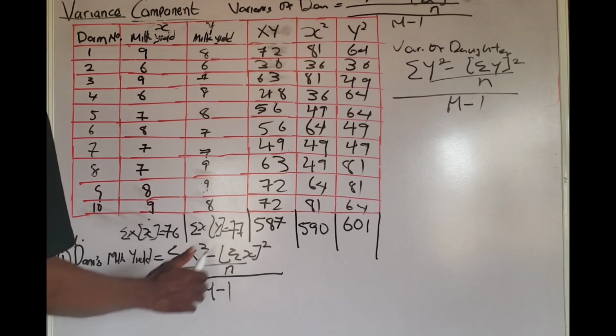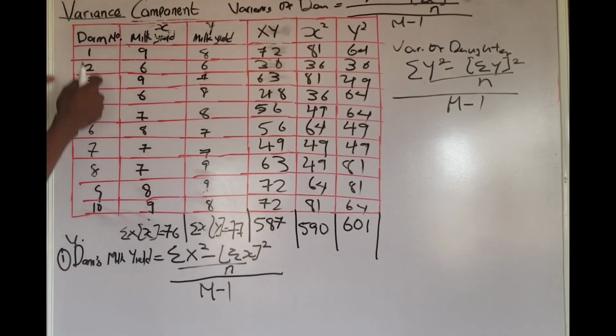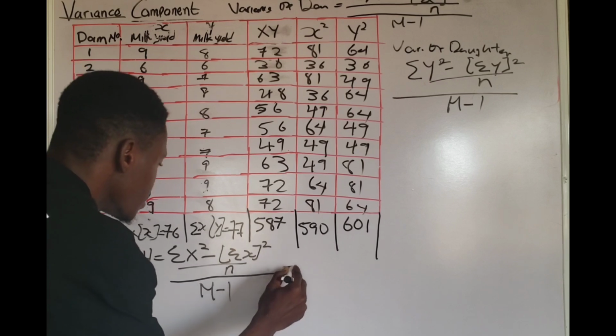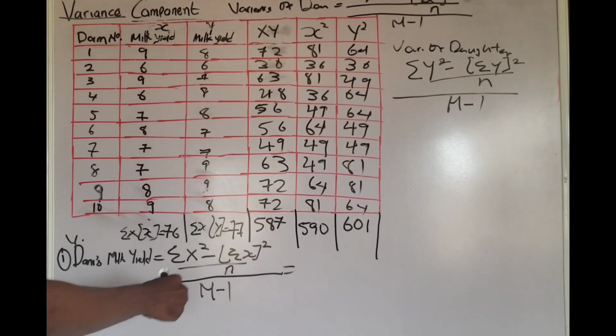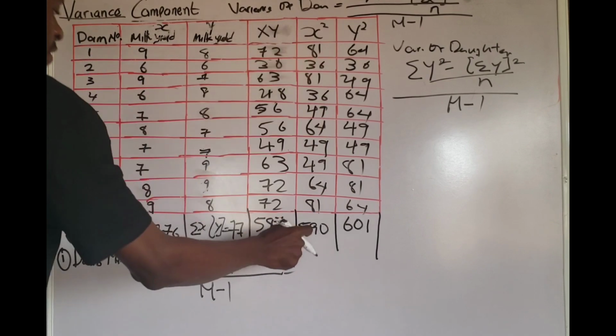Okay, sir. So the first thing for us is to know the number of the dam. The number is 10. Yes, sir. 1, 2, 3, 4, 5, 6, 7, 8, 9, 10. After that 8 in the serial number, 9. Okay, sir. So we know our n is 10. Now to come back, how much is summation X squared? We should find it here. Our summation X squared is 590, sir. 590. Yes, sir.